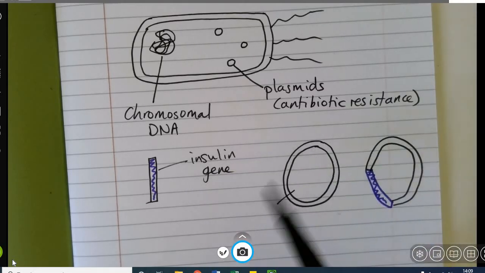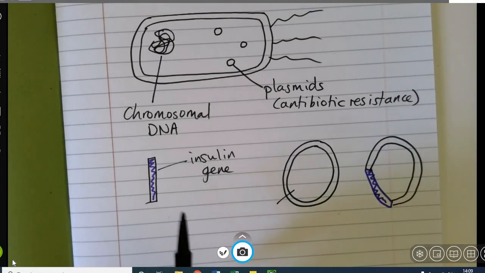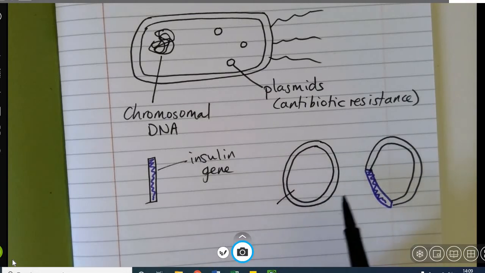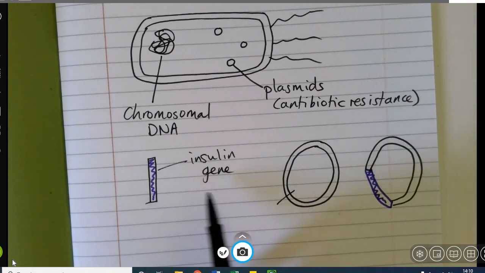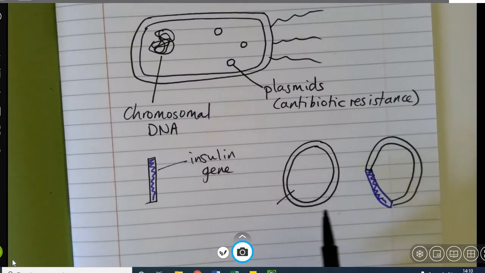Those of you who go on to do A-level biology, you'll probably get the opportunity to actually do some lab work where you do this process. Certainly those of you who stay with us will do, and so we'll go into this in more depth at A-level, and you'll get hands-on and do this work.